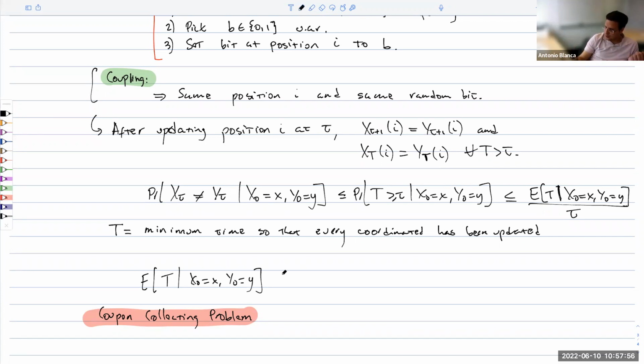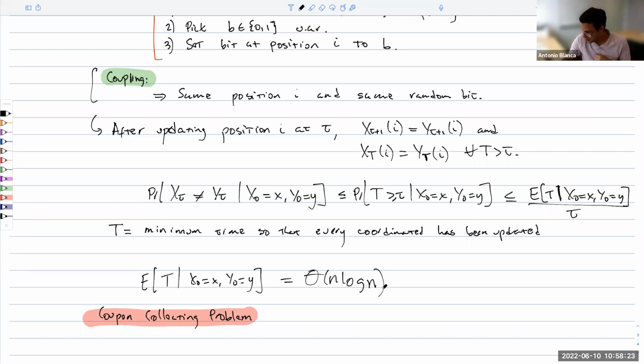This is actually theta of n log n. We understand this very well. The proof is 5 or 6 lines. I will not do it because there's not much time. It's in the notes. I think at some point the TAs will give you the notes. You can check the proof of the coupon collecting problem there. Remember this. This is an important, useful thing that you can use in analyzing randomized algorithms.